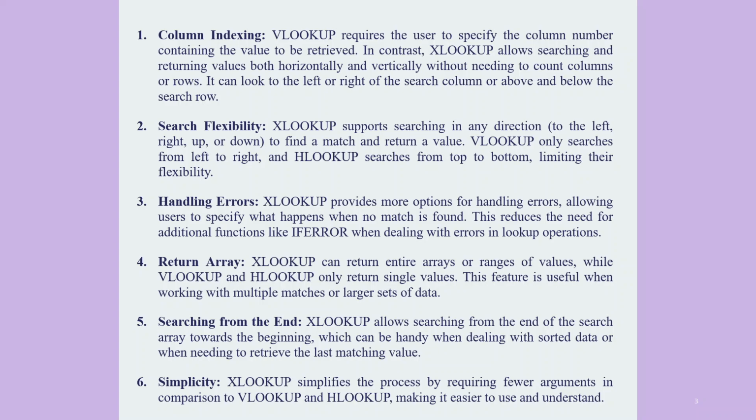Search flexibility. XLOOKUP supports searching in any direction, to the left, right, up, or down, to find a match and return a value. VLOOKUP only searches from left to right and HLOOKUP searches from top to bottom, limiting their flexibility.